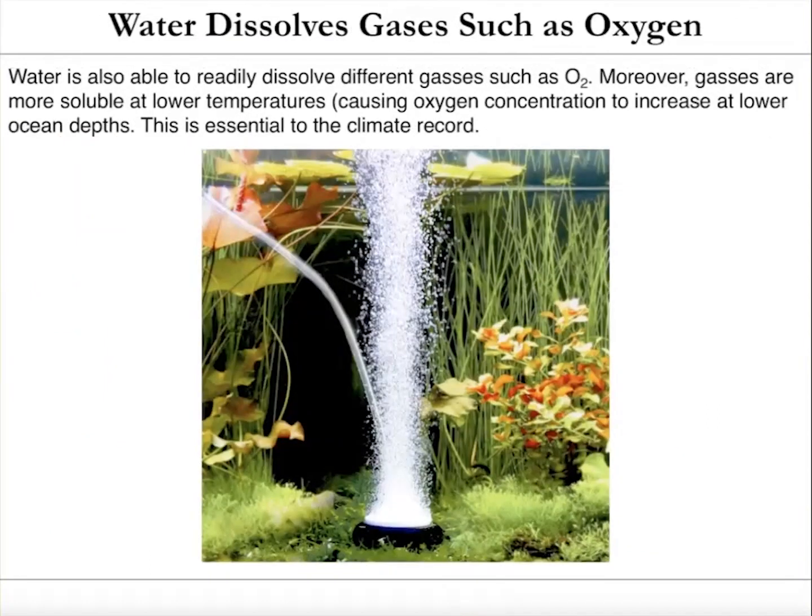Your book also mentions that water dissolves gases such as oxygen. That's sort of a more minor feature of water, but it is also really important. So water readily dissolves gases such as molecular oxygen. And also, it's really important that gases are actually more soluble at lower temperatures. So oxygen concentration will increase at lower ocean depths. And this is really essential to us understanding the climate record of the planet.